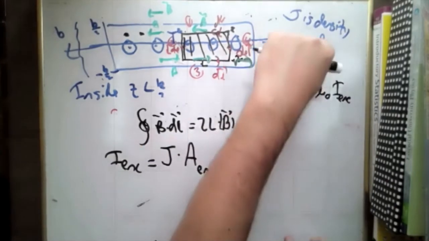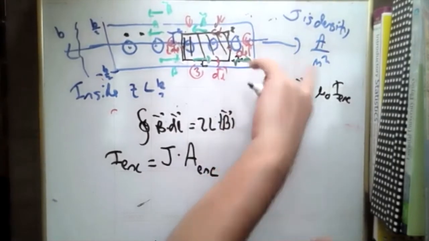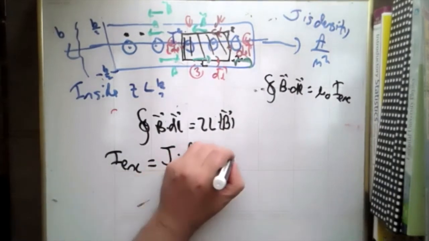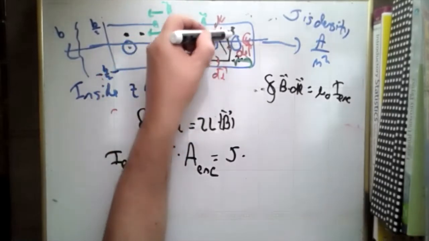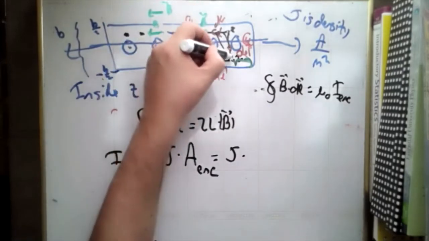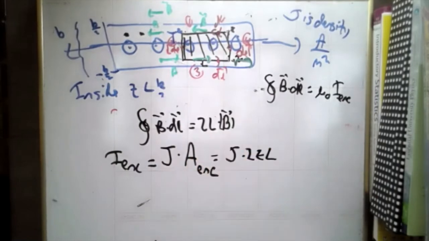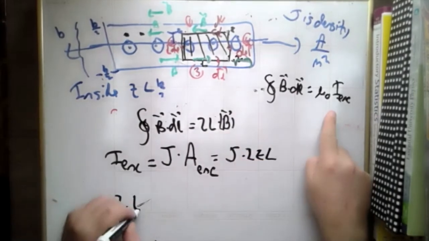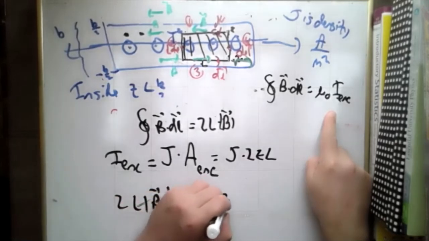So J is amps per square meter. That's not amps per meter. So I need to multiply by square meters of area to get I. So J times the area, the cross-sectional area there. How big is this? Well, it's L long and it's 2Z tall. So putting these together, I get 2L magnitude of B should be J times 2ZL.